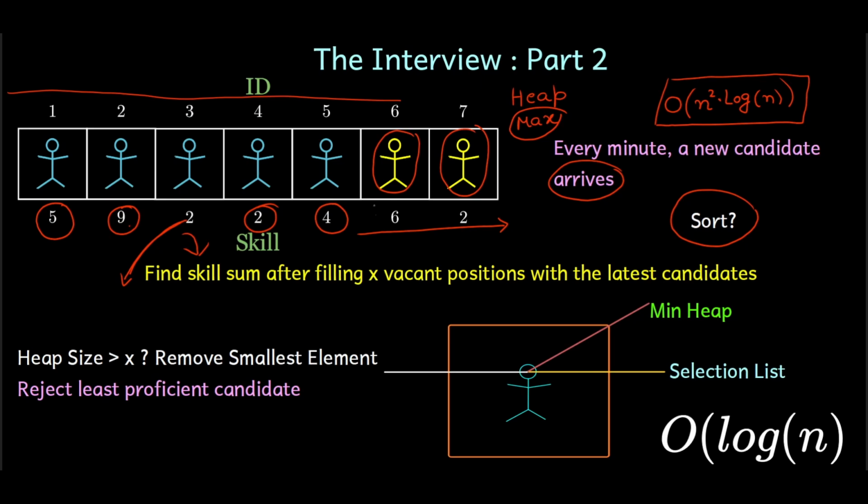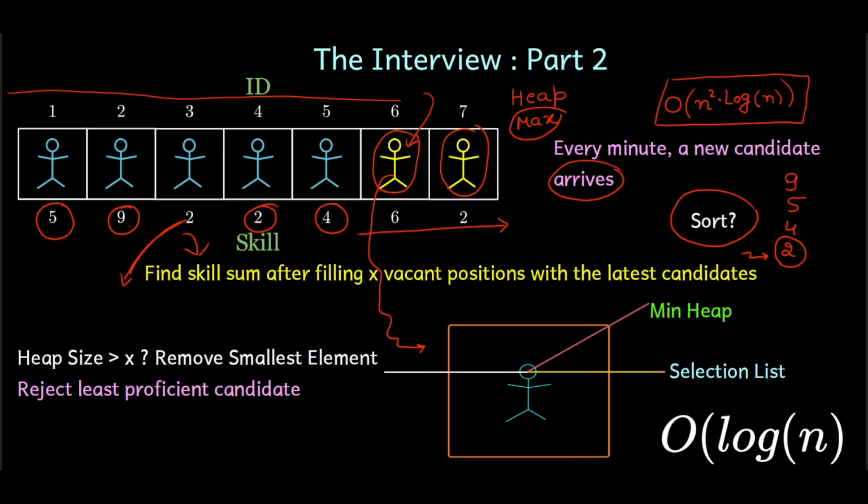Now, when a new candidate arrives, you will compare it with the pool of currently selected candidates. Does this candidate have to be the best candidate to be selected? Not really. Because if currently you have selected candidates with skill 9, 5, 4 and 2, the only criterion this candidate needs to satisfy is that it should be bigger than the smallest element that you have selected. That is, it should be more qualified than the lowest person that you selected, right?